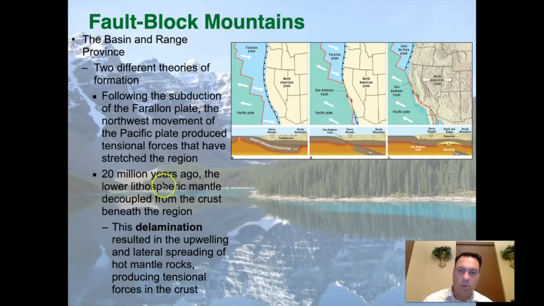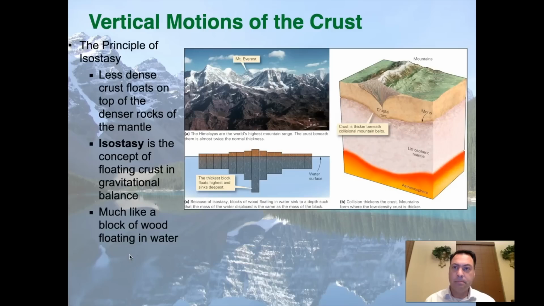Another explanation is that 20 million years ago, the lower lithospheric mantle decoupled from the crust beneath the region. This is the idea here, is here we've got the Farallon, it's decoupling, and then that produces something called delamination. So that delamination, or that separation, then causes upwelling and lateral spreading of hot mantle rocks, producing tensional forces in the crust. So this is another way that you can do it. We actually don't know, it might even be a combination, or even a third option we haven't considered. But those are the ideas for these tensional forces creating fault block mountains in North America.